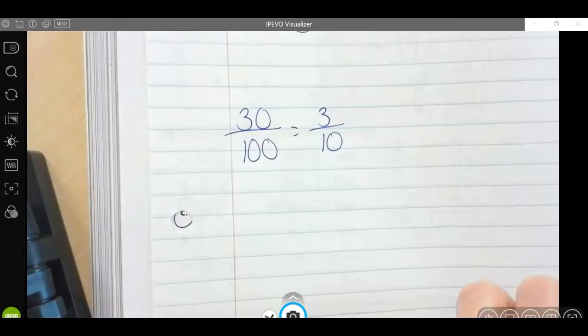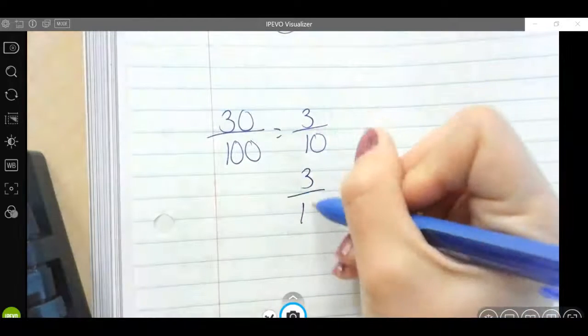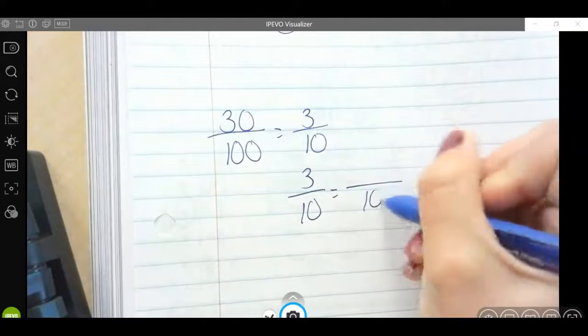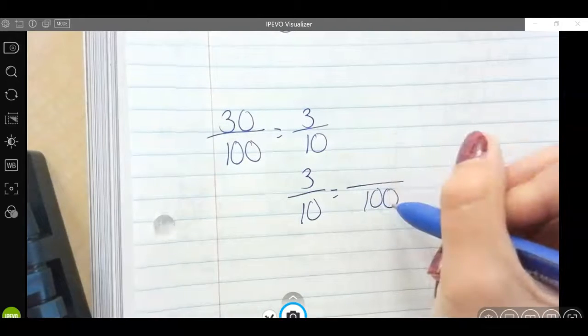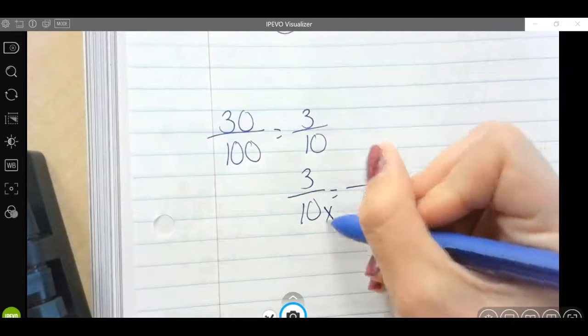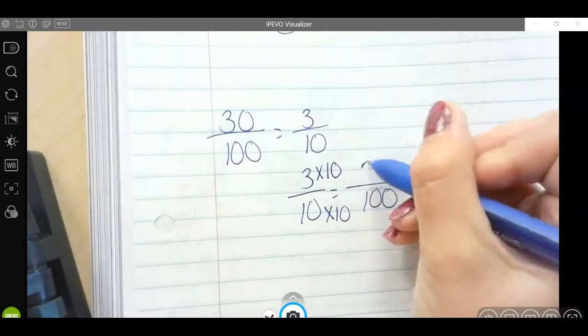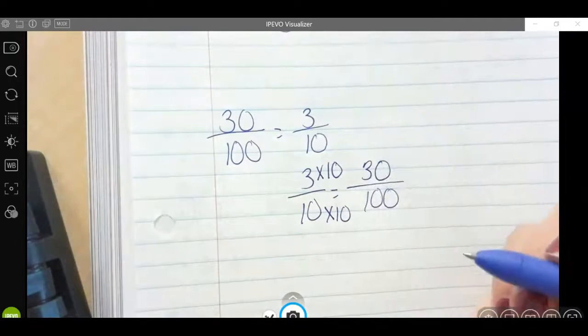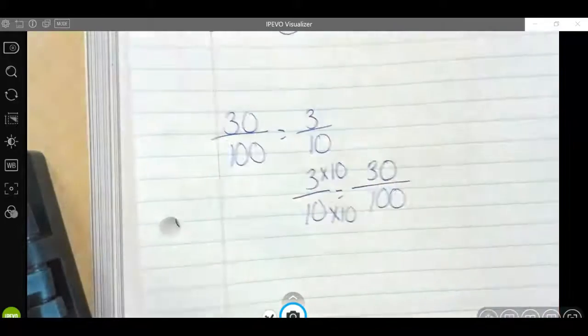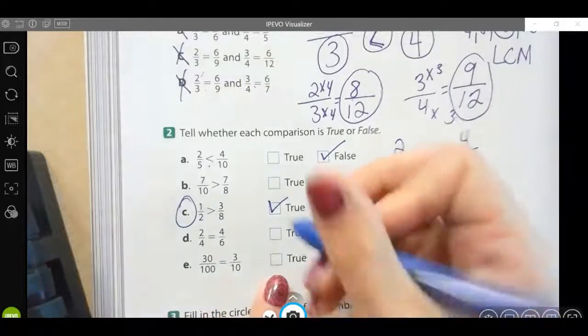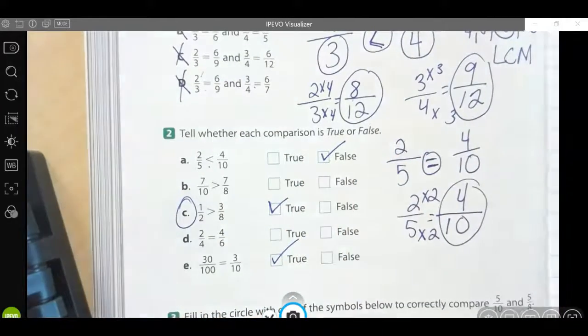Which fraction are you guys going to change? 3/10. Oh, we already did. Jordan, how do I go from 10 to 100? 10 to 100 times 10. Okay, so 3, I have to multiply by 10, too, and I get 30. So these fractions, they are equal. So E is true. Good.